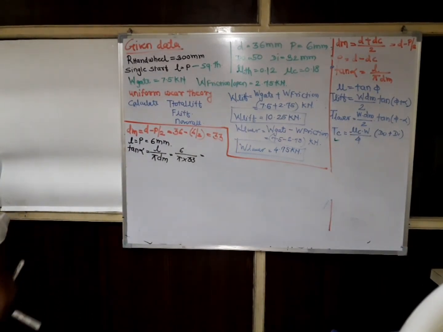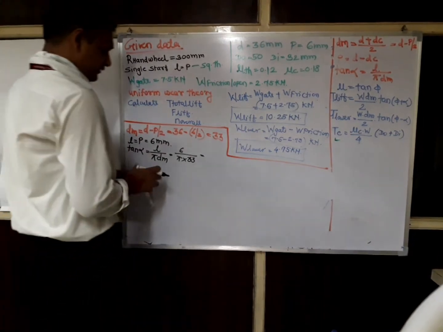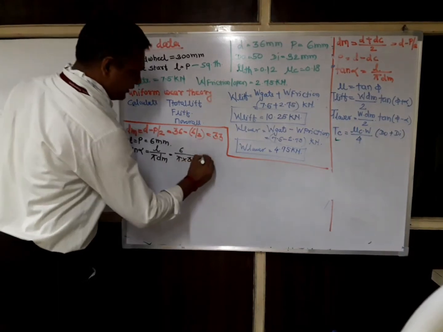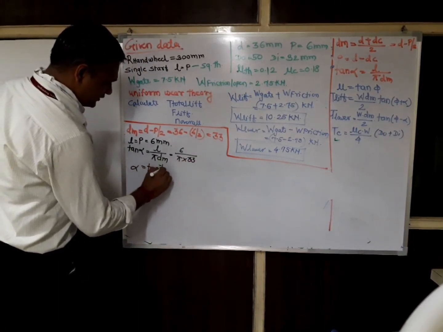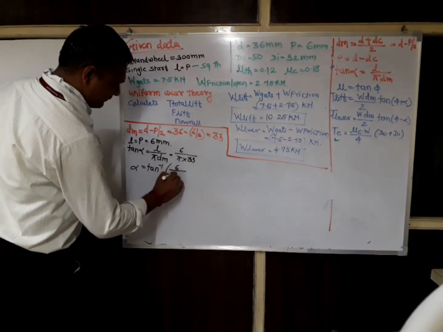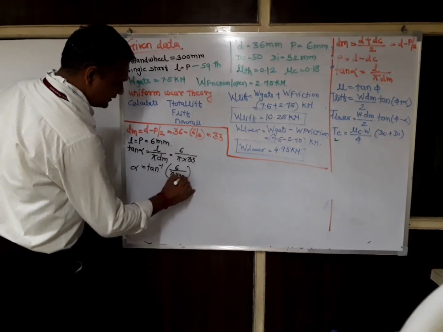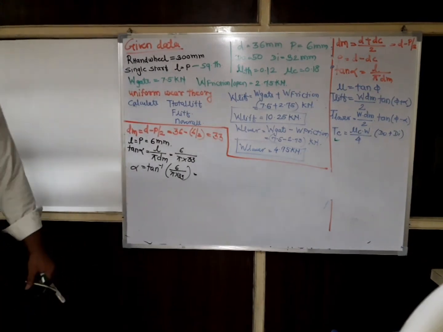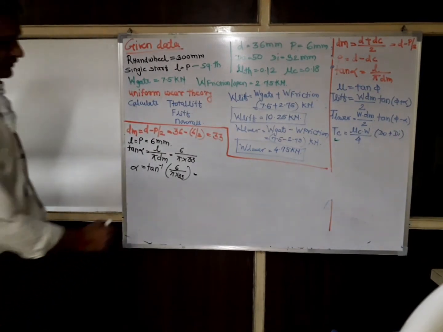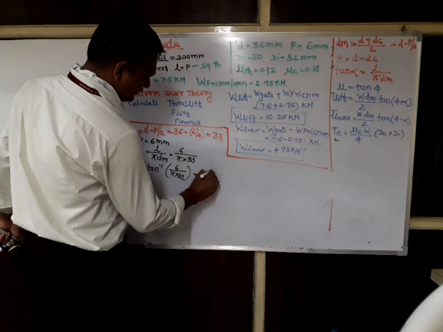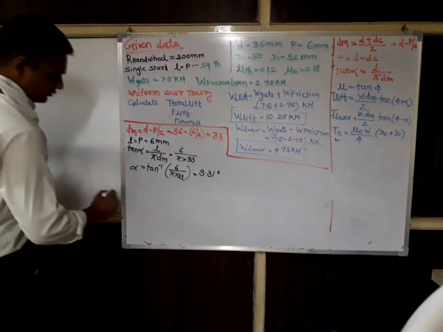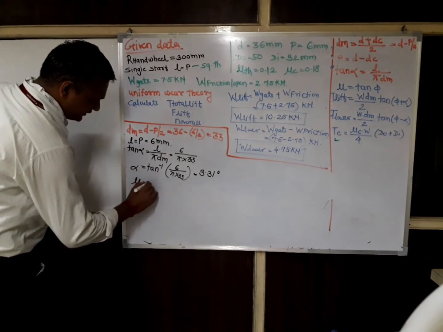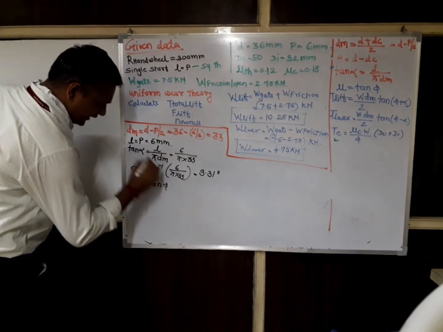Directly we can find out the value of alpha. Therefore alpha will be equal to tan inverse of 6 divided by pi into 33. That value comes to be 3.31 degrees. Then second one, with mu, we know that mu of thread is equal to tan of phi.